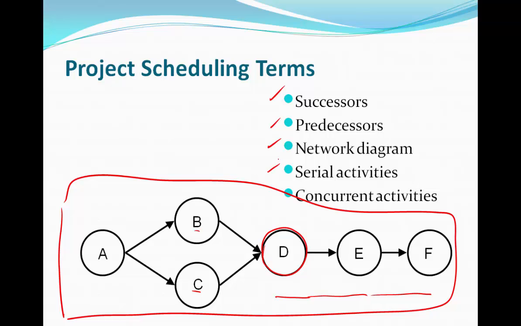On the other hand, concurrent activities are activities that could be happening simultaneously. So in this particular network diagram, both activity B and C are concurrent activities, which indicates that they can be done concurrently or at the same time.